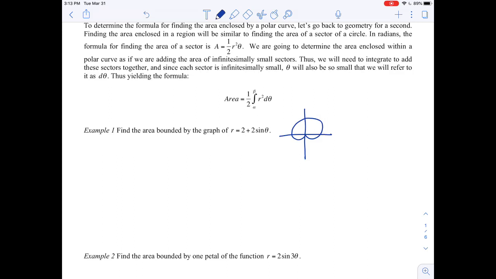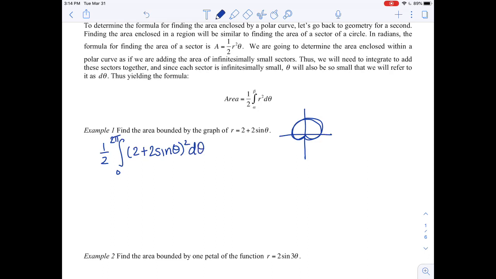So if I use the formula that I have above, 1/2, on the interval from 0 to 2 pi, it makes a full curve. It doesn't trace back over itself, and it completes this whole cycle all the way around this graph. My r is 2 plus 2 sine theta, squared, d theta.